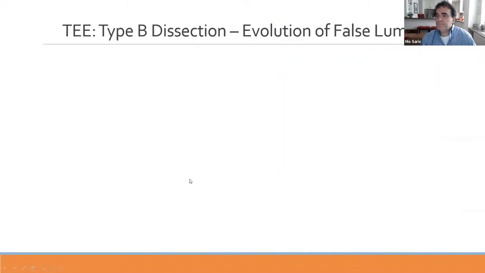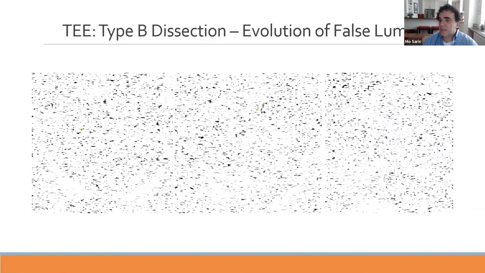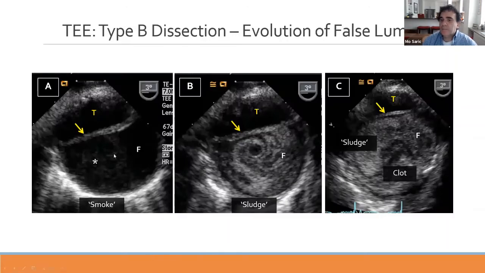So let's now look at the dissection evolution. What happens to the false lumen? I'll show you here in a type B dissection. Originally, there is smoke, then there is sludge, and eventually clot formation in the false lumen. And you can observe one, two, or all three phenomena in a patient on a single exam.